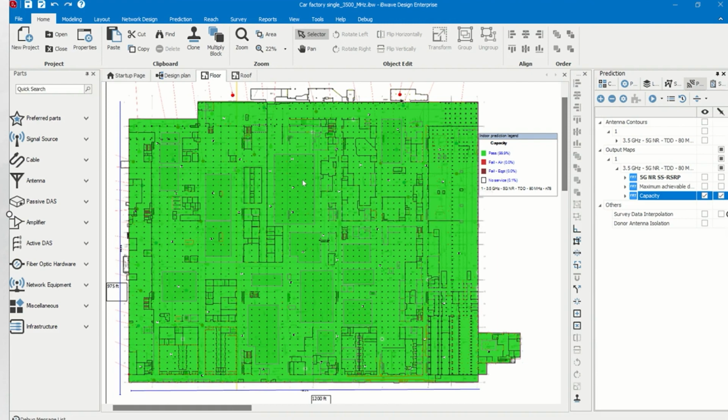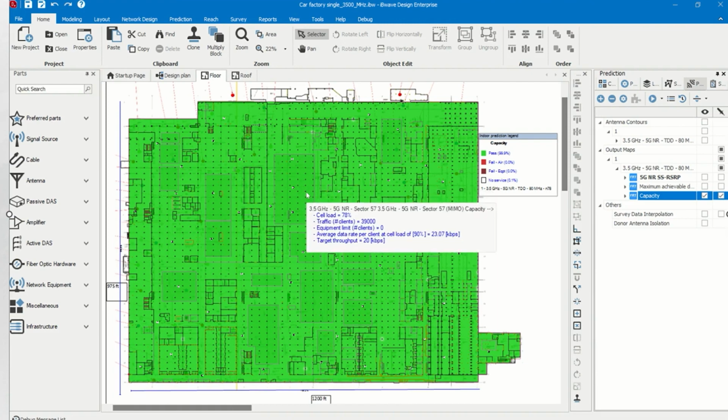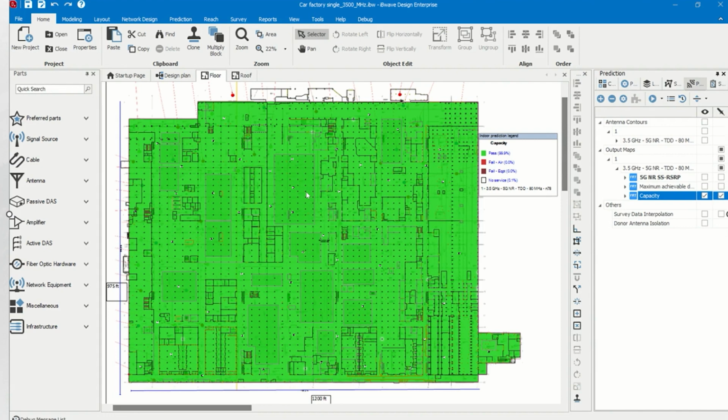And because 78% is less than 90%, that means that I have passed and that the whole of the factory is green, meaning that the number of small cells that I have placed in this floor plan is sufficient to support, on average, 39,000 sensors that are transmitting in 20 kilobits per second bursts. So this was a short example, a short demo, of how you would practically design for capacity and coverage for an industrial IoT environment. Thank you.